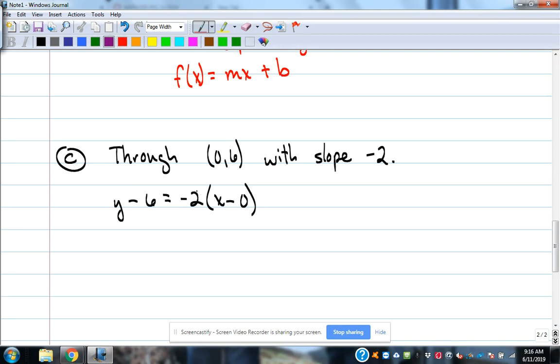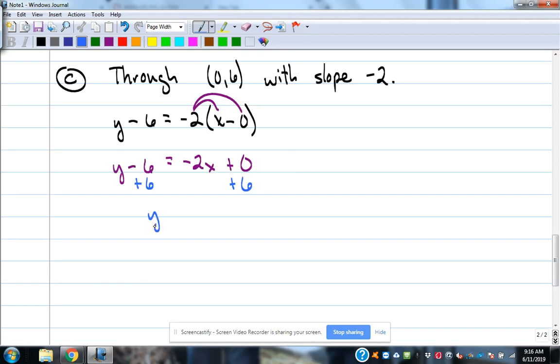So if we do that, I would have to distribute the negative 2 first, which would give me negative 2x. Technically, negative 2 times 0 would be 0, so technically there's a plus 0 out there. And then y is not quite by itself. I've got the minus 6 here that I need to get rid of, so I'm going to add it to the 0, because those are like terms, just plain numbers. And there we get y equals negative 2x plus 6. Because y is by itself, we're in slope intercept form. And there's the slope intercept form of that problem.